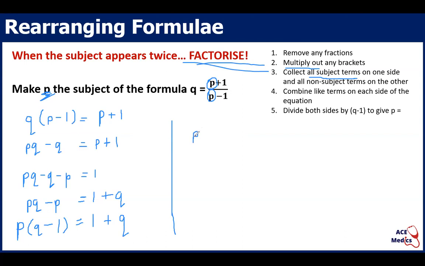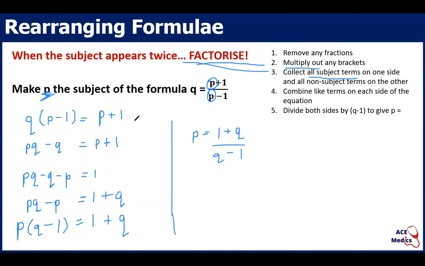Then all we need to do is make a fraction again. So P equals 1 plus Q divided by Q minus 1. Does that make sense to everyone? And that's our answer. Yeah? Please say if it doesn't. Okay, I'm assuming it makes sense to everyone.